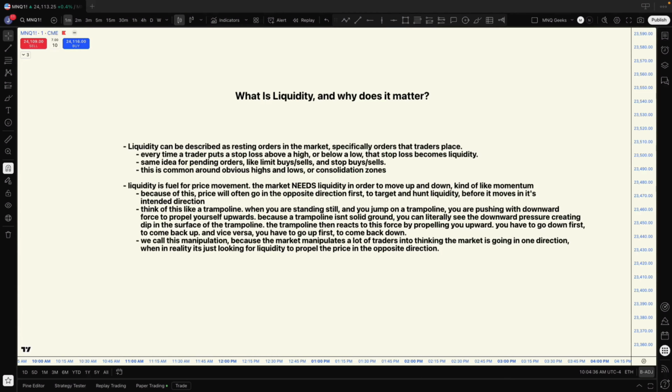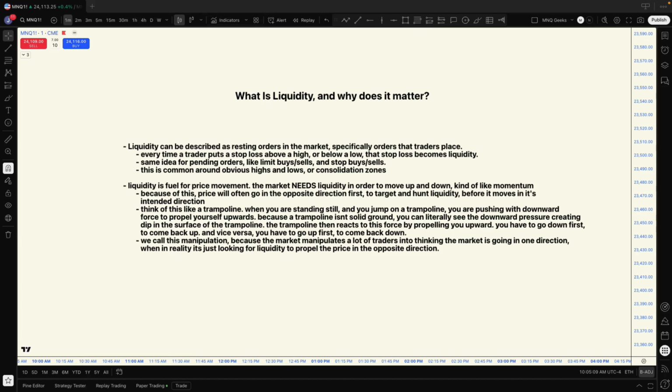But first, you're probably wondering, what is liquidity? And again, why does it matter? Within trading, liquidity can be described as resting orders in the market, and more specifically, orders that traders like us place. So every time a trader puts a stop loss above a high or below a low, that stop loss becomes liquidity. And it's the same thing for pending orders, like when you place a limit order to buy or sell, or a stop order to buy and sell, that would also become liquidity.